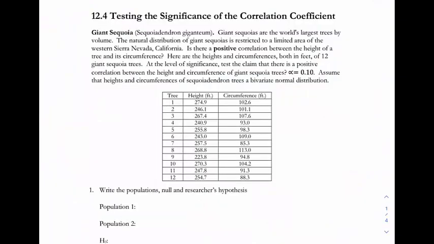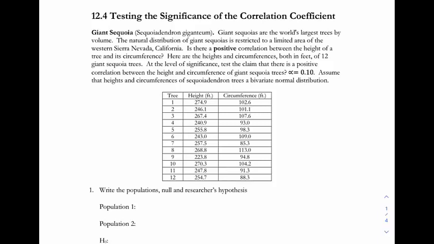Alright, this is section 12.4, testing the significance of a correlation coefficient. So this is the first problem, problem number 1, dealing with giant sequoia trees. It says giant sequoia trees, Sequoiadendron giganteum, are the world's largest trees by volume. The natural distribution of giant sequoia trees is restricted to the limited area of the western Sierra Nevada, California.